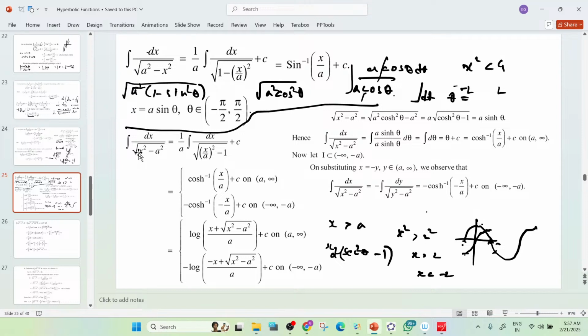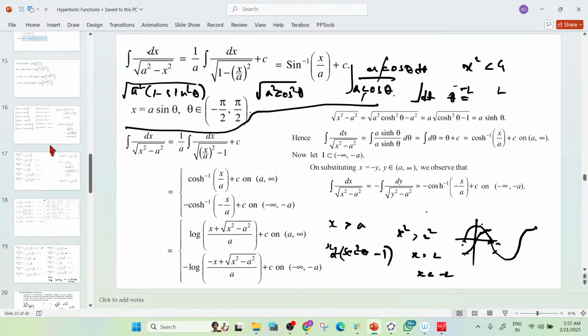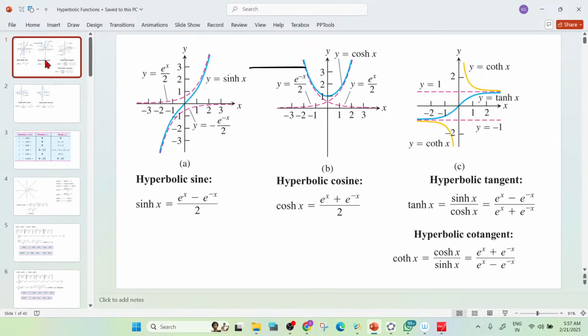Or the other way, x is again greater than 1. You can take x as cosh theta. Why cosh? Because cosh is always greater than 1. Remember the graph? Cosh is always greater than 1. Secant x is also always greater than 1. Either you can take secant x, but then you will be restricted between minus pi by 2 to pi by 2. If you take cosh, you can take anything.